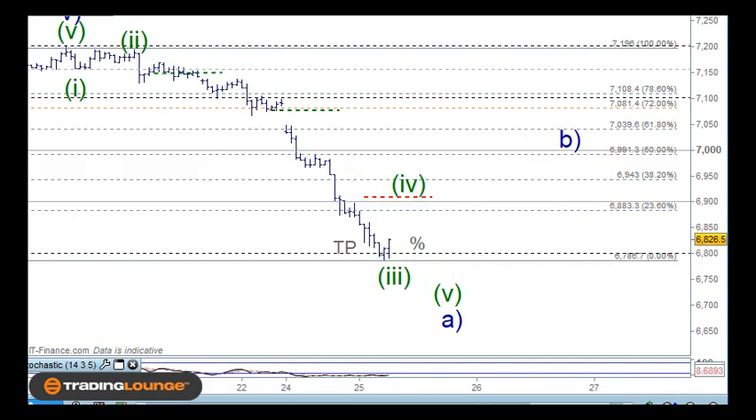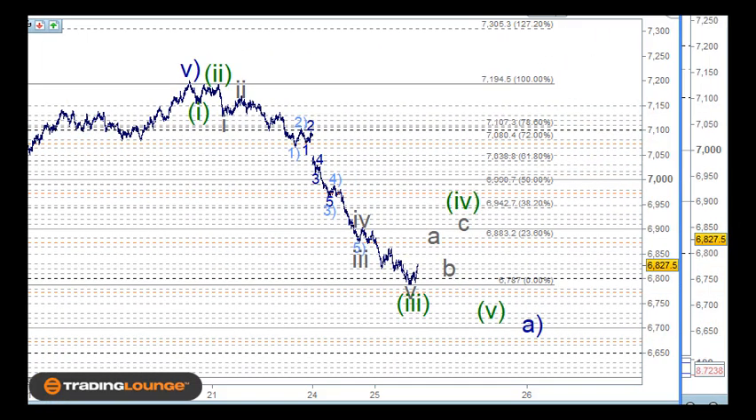But yes, so we're looking for an A and a B and a C wave to pop up, and then wave 5 down, and then an A and a B and a C wave up into this area here. If you're counting this down through here, I've pulled it apart on the 20 tick.